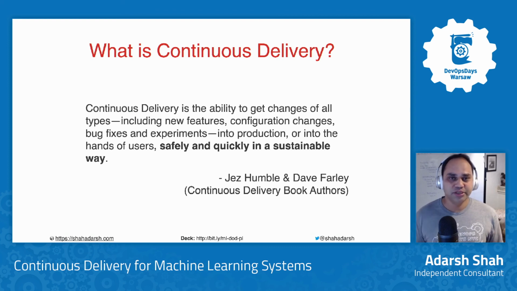Now I will go through continuous delivery, and then we look at how to apply the continuous delivery principles to machine learning. I'm not going to read the definition, but this is from the Continuous Delivery book written 10 years ago by Jez Humble and Dave Farley. If you haven't read it, it's still relevant. I still refer to it. As you can see in the bold, it says safely and quickly in a sustainable way. Deploying your features in a safe and quick way is important, and continuous delivery helps you do that.